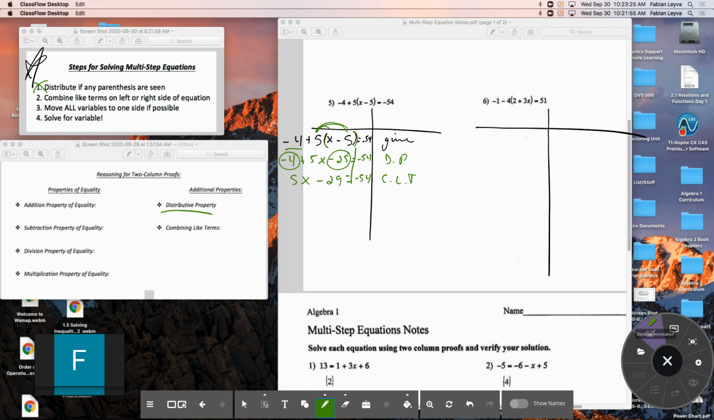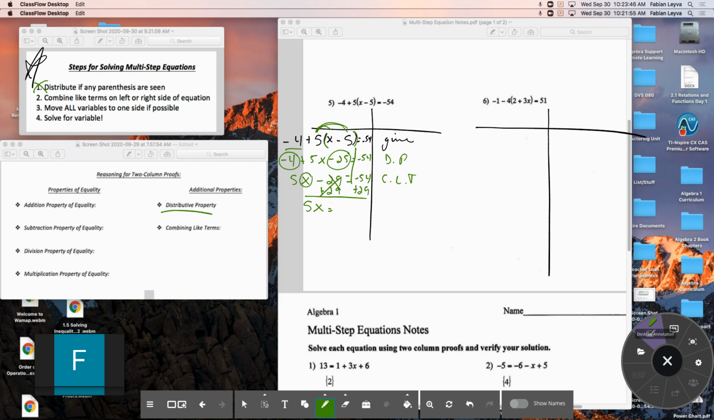Now, do I have variables on one side or both sides? I only have it on one side, so I don't have to be worried about moving them to one side. That's going to be covered in the next video as well. All I have to worry about in these ones is to solve for that variable. So get rid of what you're adding and subtracting. These are going to cancel out. You're left with 5x is equal to 54 plus 29.